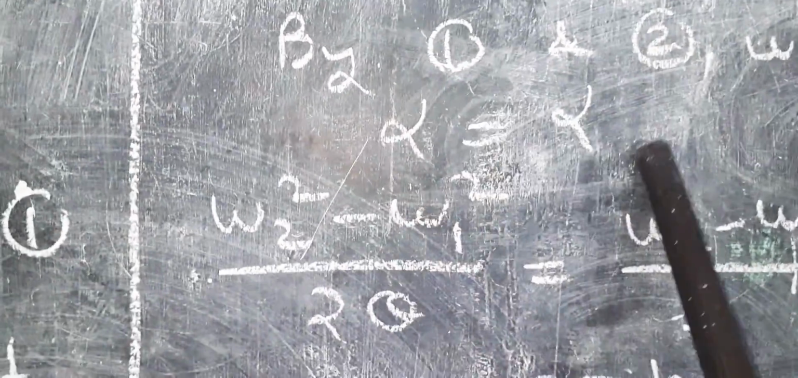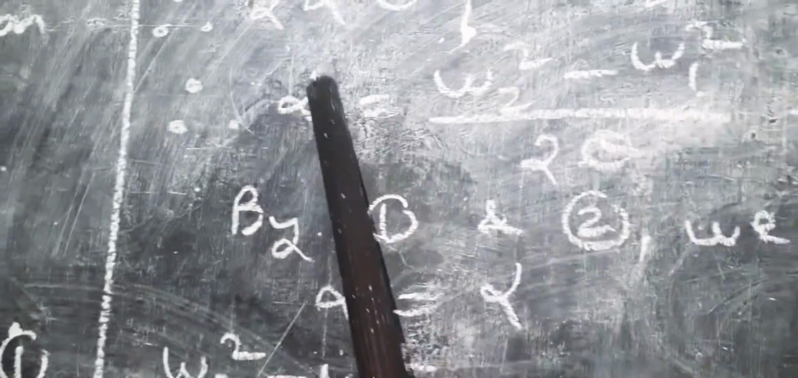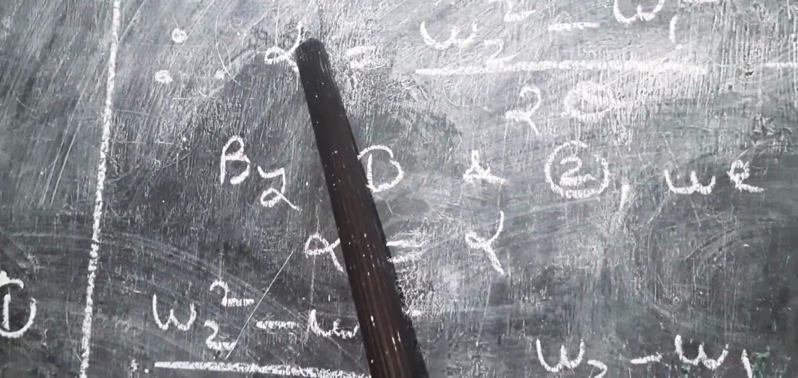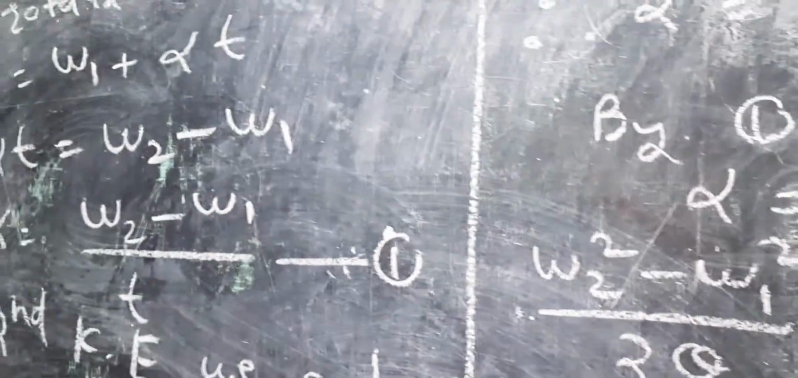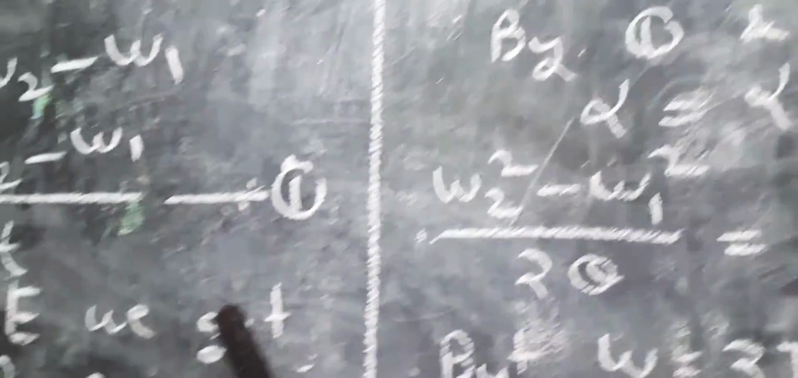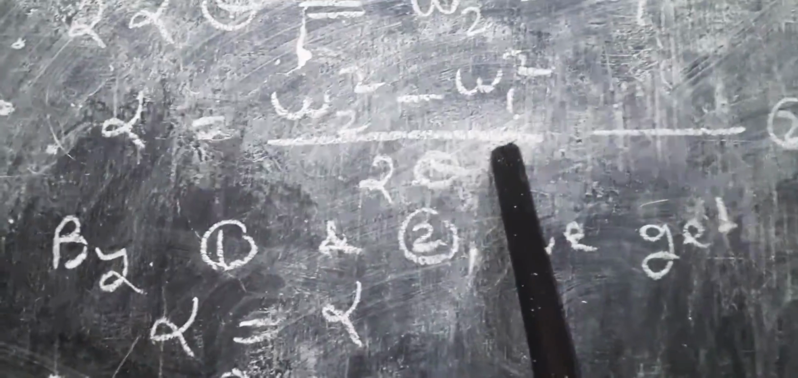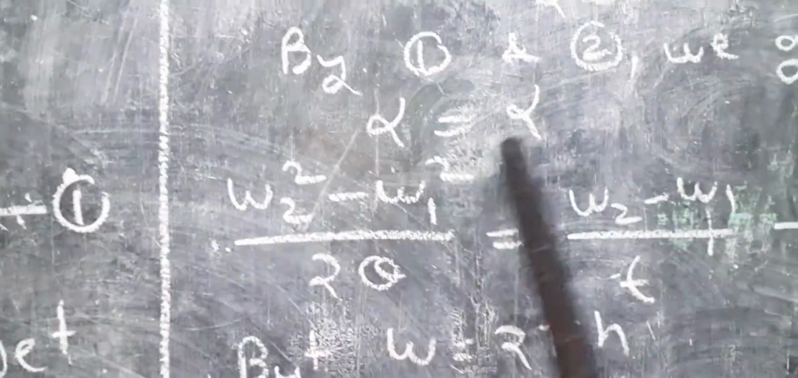So by 1 and 2 we get alpha is equal to alpha. Why? Equation 1 contains alpha on the left hand side and equation 2 also contains alpha on the left hand side. So as the left hand sides of both equations are equal, we can say that the right hand side of equation 1 must be equal to the right hand side of equation 2. So we get alpha is equal to alpha.